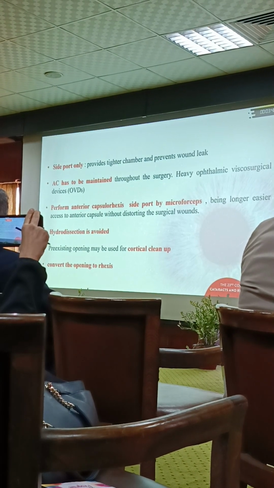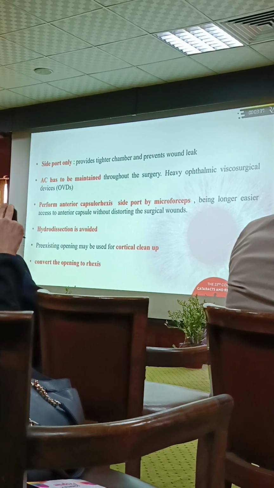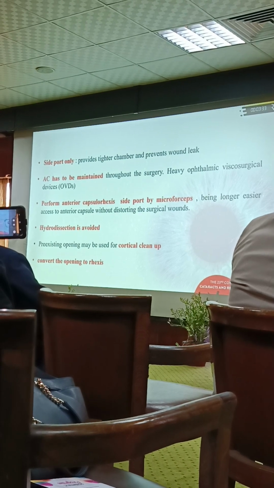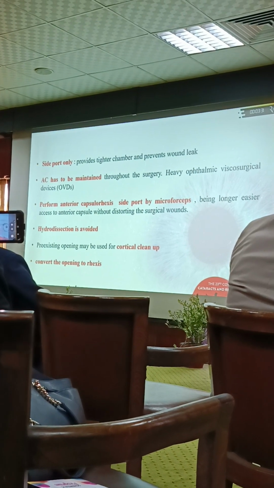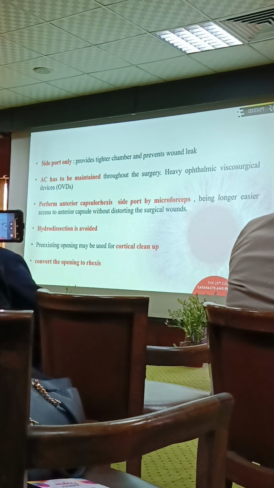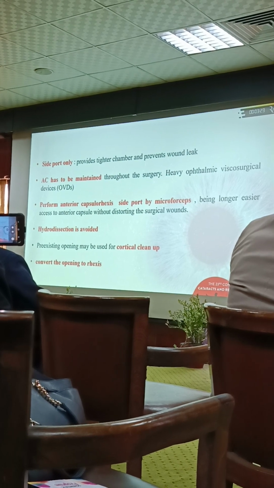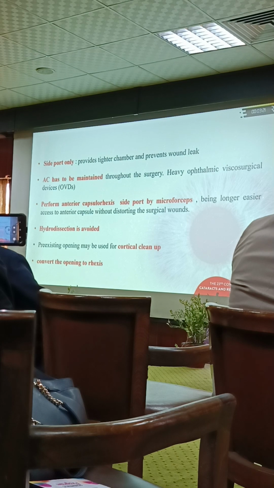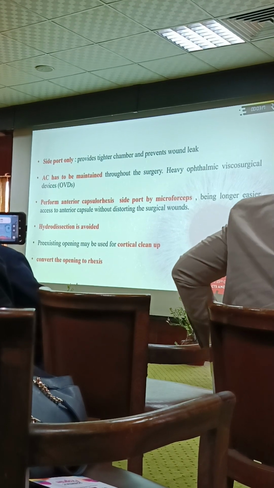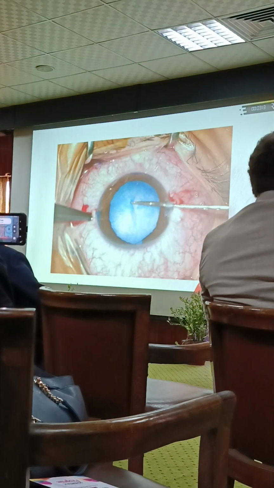The well-known golden rules: if I suspect a pre-operative opened posterior capsule, try to open the side ports only and postpone the main tunnel until the end of the surgery, to form or provide a tighter anterior chamber. The anterior chamber must be maintained all over the surgery. Use heavy viscoelastic. Perform anterior capsulorhexis through the side port by microforceps. Hydrodissection is avoided, and try to convert the opening into a rhexis.